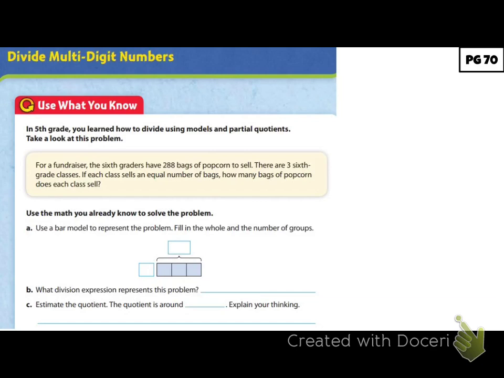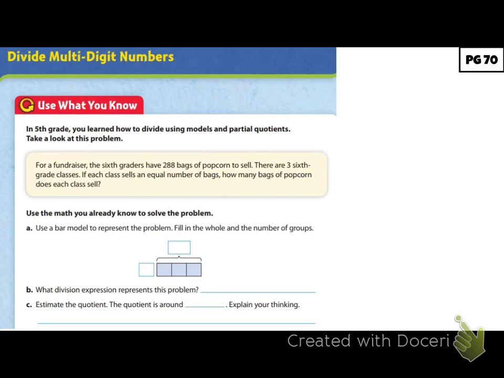For a fundraiser, the 6th graders have 288 bags of popcorn to sell. There are 3 6th grade classes. If each class sells an equal number of bags, how many bags of popcorn does each class sell? So we're going to use what we know. So A says, use a bar model to represent the problem. Fill in the whole and the number of groups.